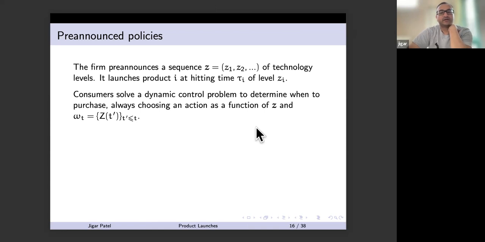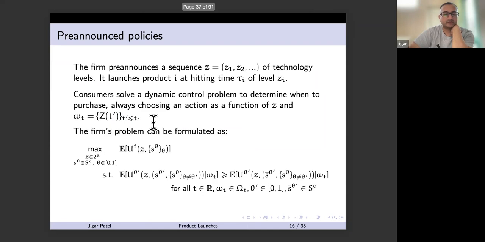Consumers solve a dynamic control problem to determine when to purchase, always choosing an action as a function of Z. So what is omega t? Omega t is the sample path that has realized so far, the innovation path Z t prime, where t prime is less than or equal to t. This is somewhat of a challenging problem.